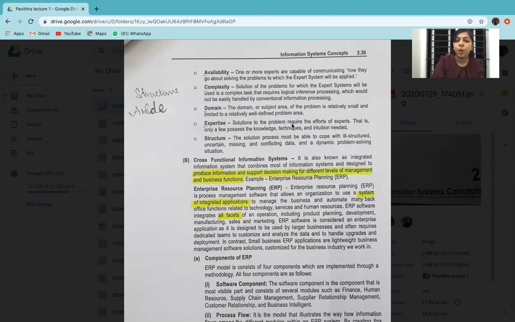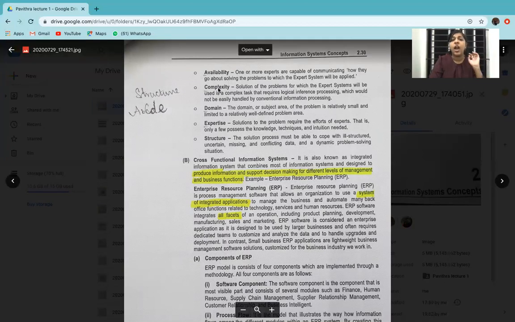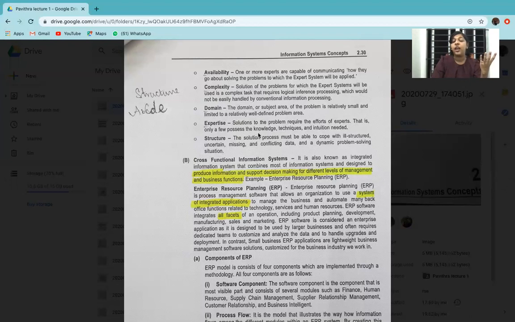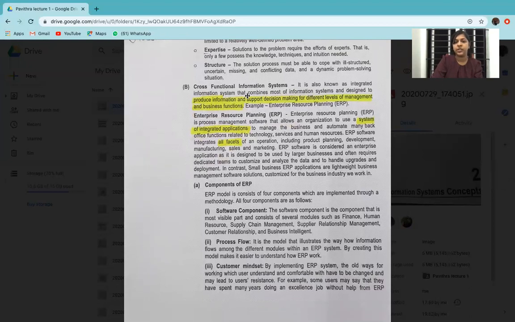Expertise. Solution to the problem requires the efforts of an expert. So what are the properties of an expert system? Structure, A, B, C, D, E. Structure: it is going to provide a structured solution for ill-structured, uncertain, missing, conflicting data. And then availability. And then complexity, used for complex problems. Domain is going to be limited to a particular subject area. Expertise: the outcome is going to be just like an expert tool.